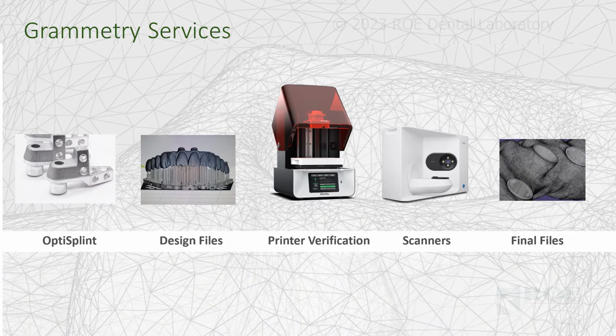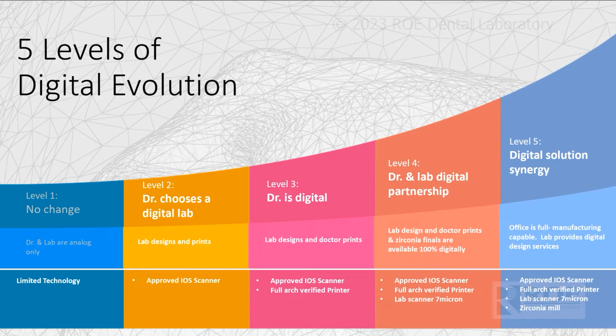The service around Grammetry is the scan body, our design services to send you files or for us to fabricate here at the laboratory. We have printer verification with a special calibration device that we developed. We support laboratory scanners. We even sell a scanner now, and then final files. Right, so just kind of depending on where you are in the spectrum of the digital evolution, we can support you and we can help you grow and evolve into the next level.